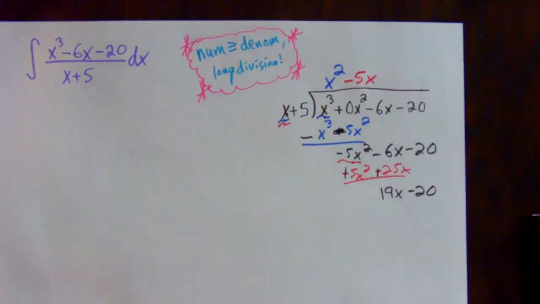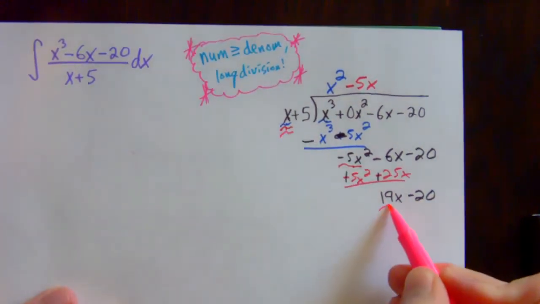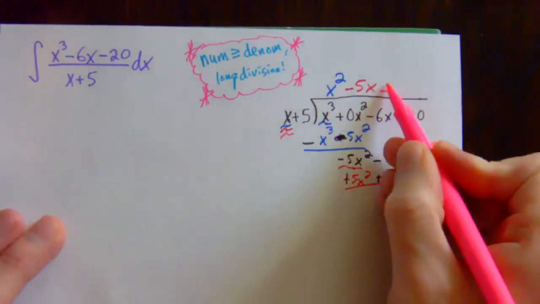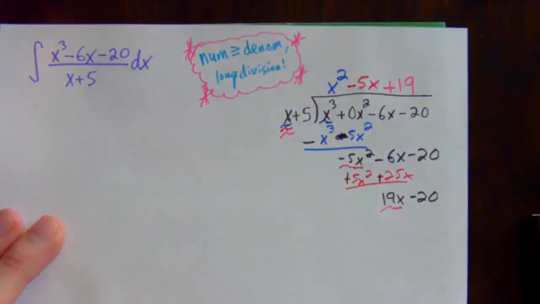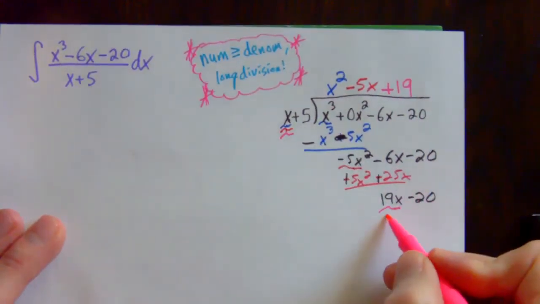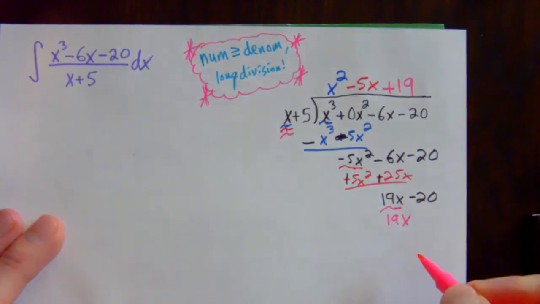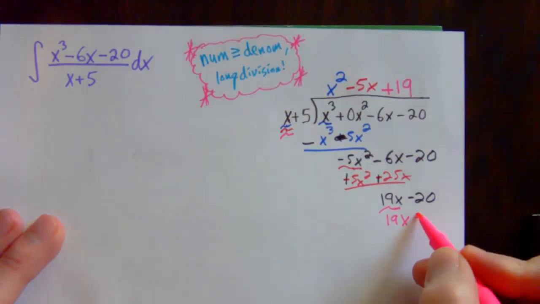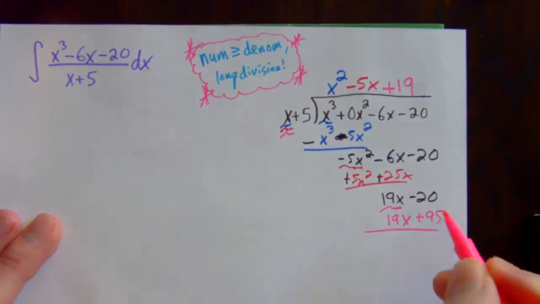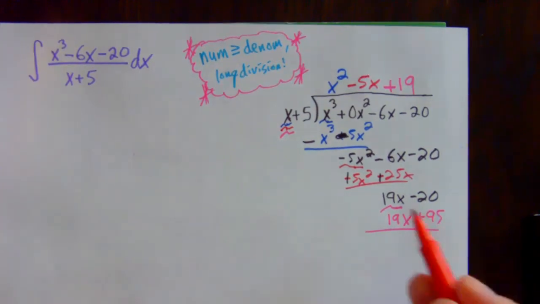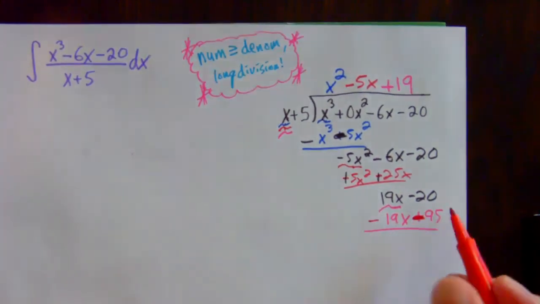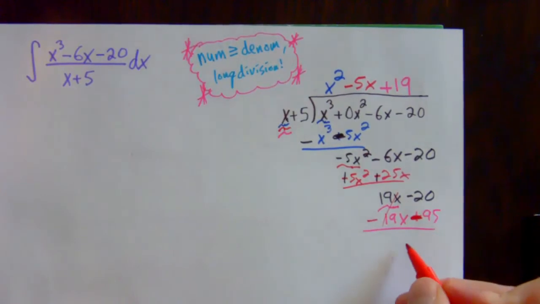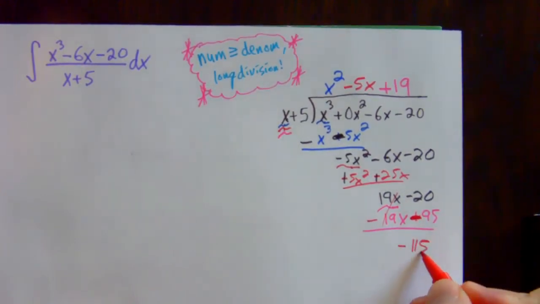Look at the first thing in both of them. So x times what gives me a 19x? That's going to be a positive 19. I then take that 19 times the x plus 5. So that's going to be 19x, plus 95. And then we can go ahead and switch our signs, make this a minus. Those will cancel out here, and this will give me a negative 115.